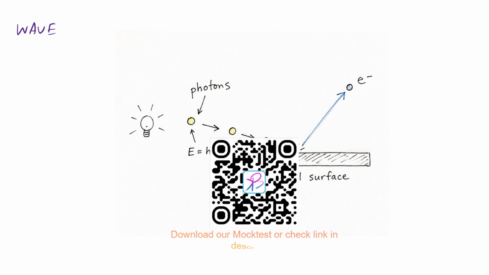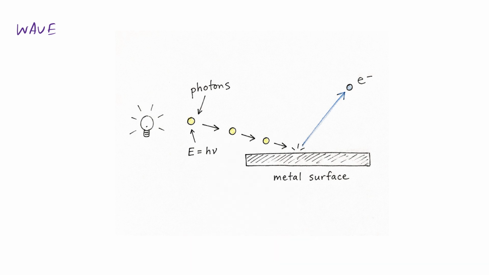The key turning point came from Einstein. He proposed that light energy is not spread continuously, but comes in discrete packets called photons. The energy of one photon is E equal to h nu, where E is the energy of the photon, h is the Planck's constant, and nu is the frequency of light. This is a very compact formula, but it changed physics forever.